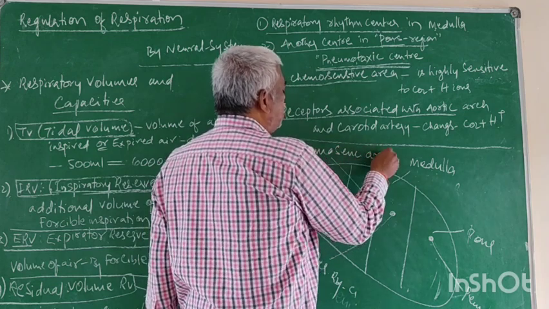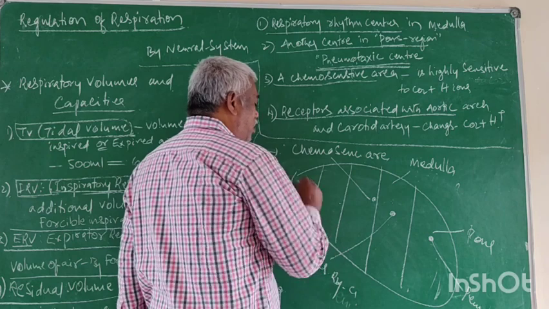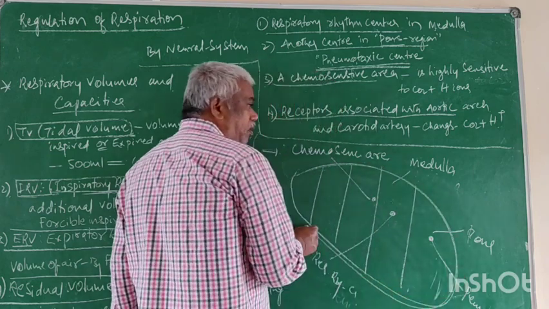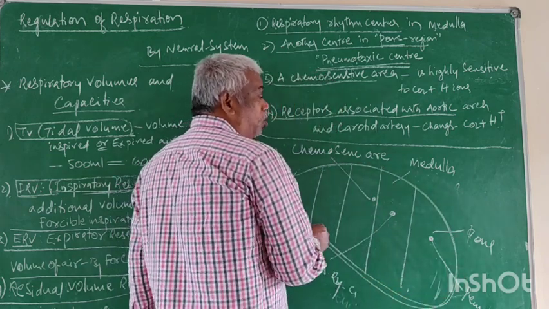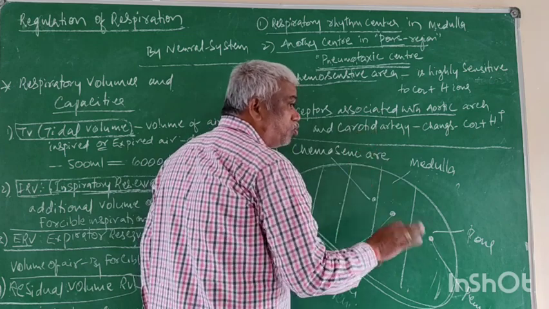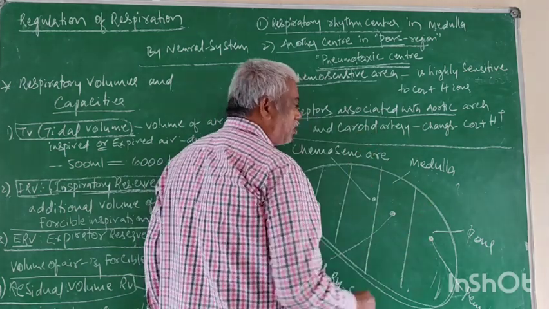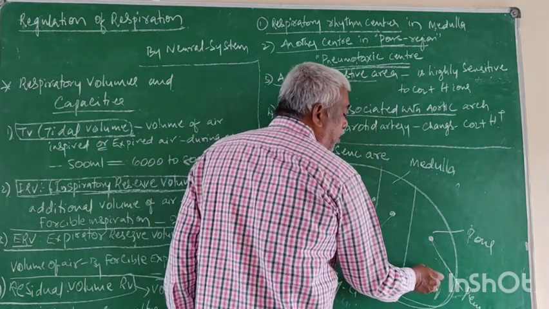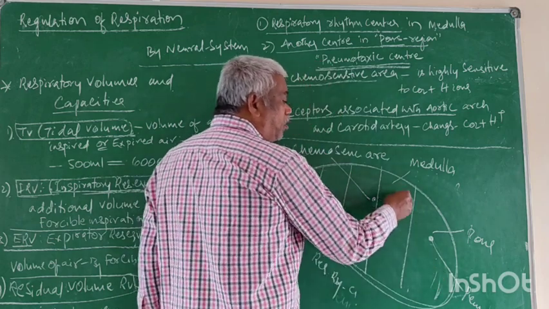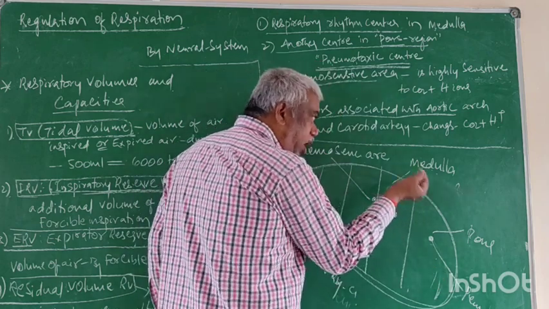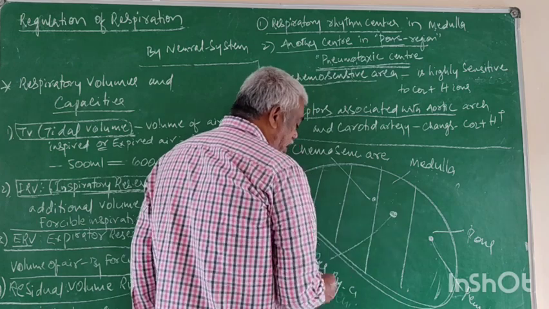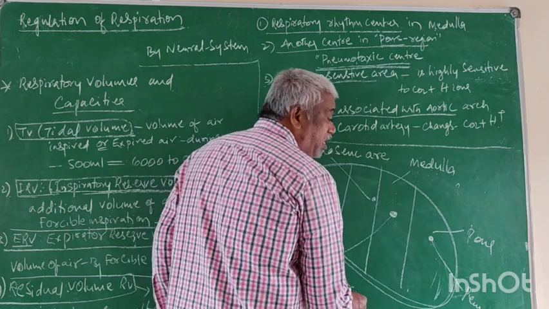Chemosensitive area. What is this total? Brain. According to the situation, you know, there are two parts: medulla and pons. In the medulla, there is a point. This point is called the respiratory rhythm center.